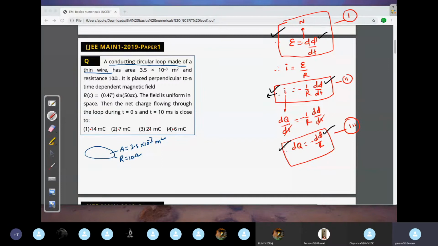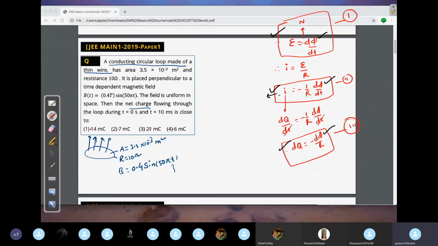It is placed perpendicular to the time dependent magnetic field. Okay, so the magnetic field is perpendicular. This information is given in the question. And what is the value of B? The magnetic field is given as 0.4 Tesla, sine of 50 pi t. The field is uniform. They're asking what is the net charge flown through it.